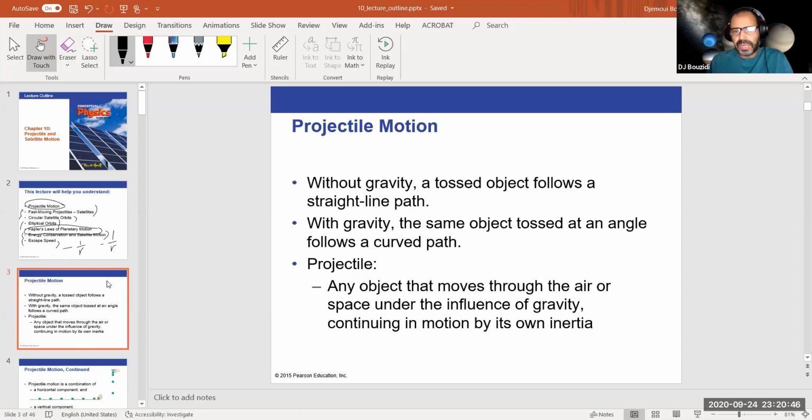And basically, without gravity, a tossed ball follows a straight line. If there was no gravity in this case, there is no force, so the ball will keep on going. But with gravity, it's going to drag it down. And the motion usually is two-dimensional motion, like I said before.